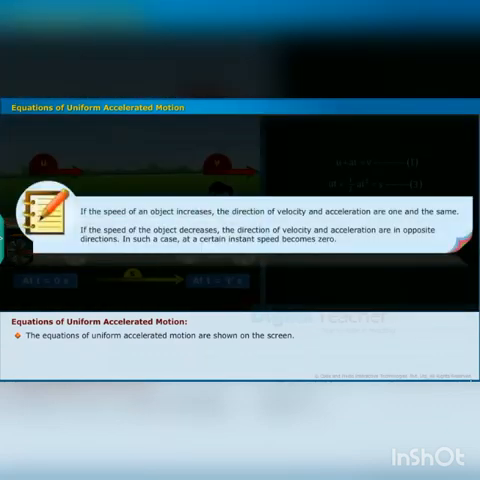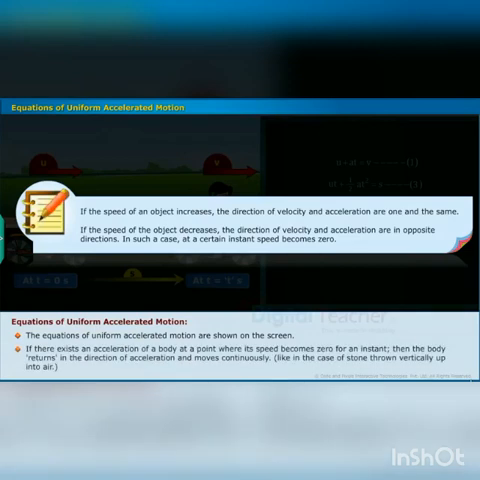Note, if the speed of an object increases, the direction of velocity and acceleration are one and the same. If the speed of the object decreases, the direction of velocity and acceleration are in opposite directions. In such a case, at a certain instant, speed becomes 0. If there exists an acceleration at a point where the speed becomes 0 for an instant, then the body returns in the direction of acceleration and moves continuously, like in the case of a stone thrown vertically up into the air.